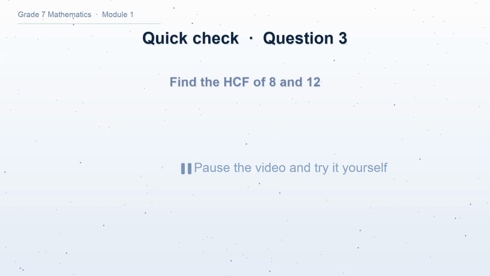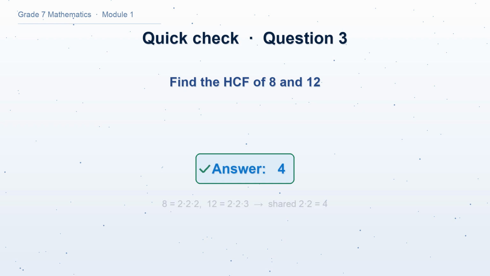Last question. Find the highest common factor of 8 and 12. 8 is 2 times 2 times 2. 12 is 2 times 2 times 3. They share 2 times 2, so the highest common factor is 4.